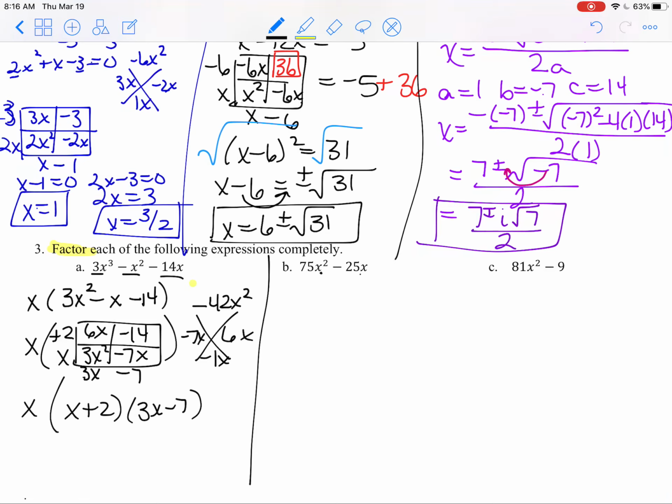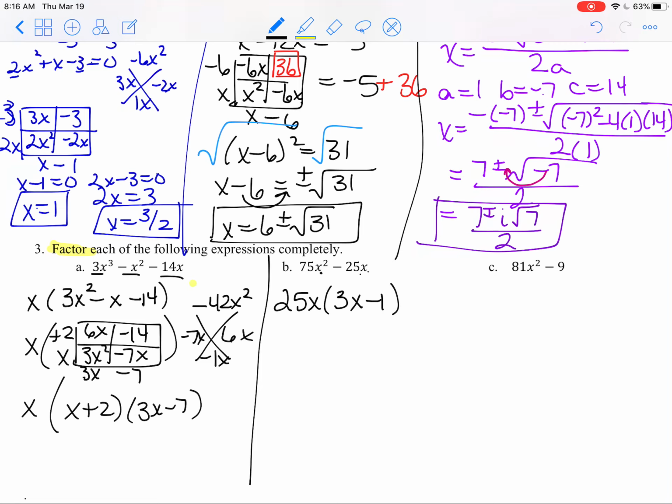Okay, this time they both have an x, but one's 75 and one's 25. I can take out a 25 out of both of them, so I'm going to take a 25x out. 75 divided by 25 is 3. X squared divided by x is an x. Negative 25 divided by 25 is negative 1. And x divided by x is done.